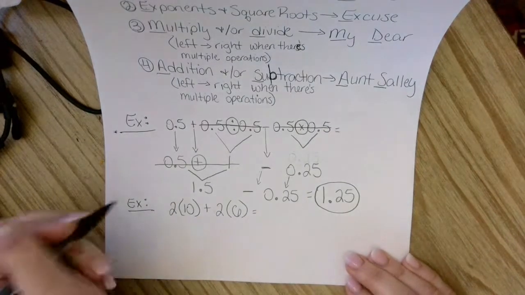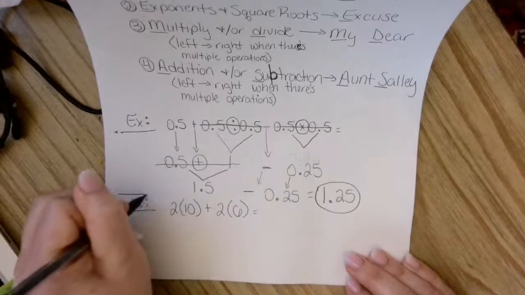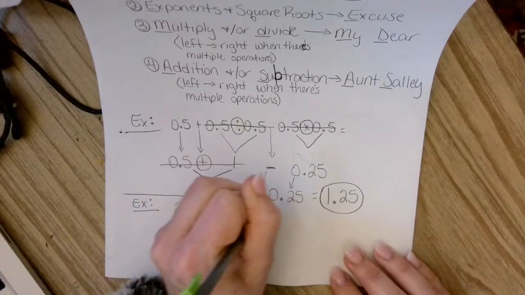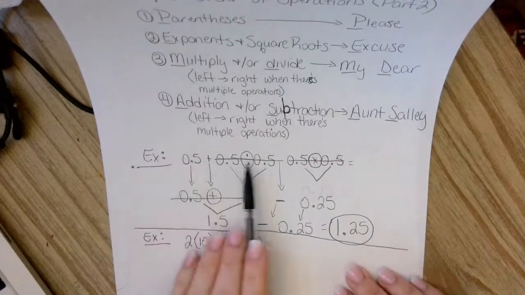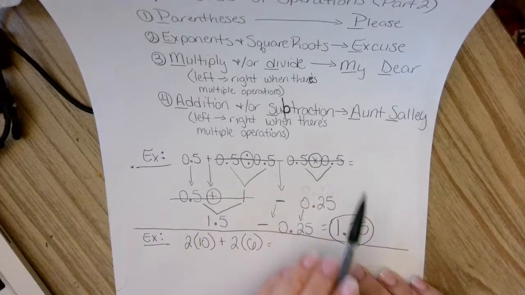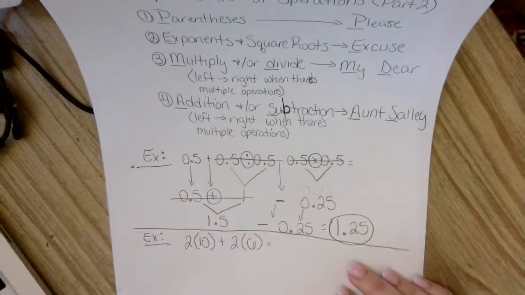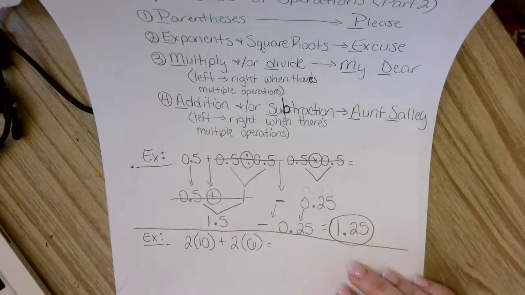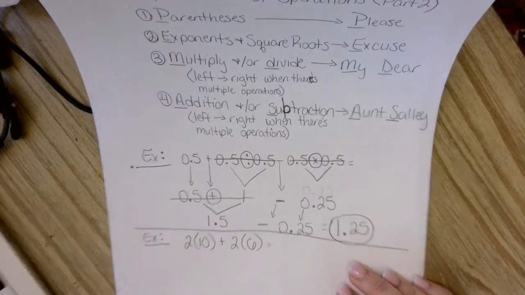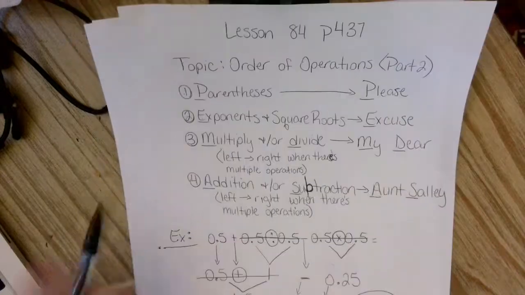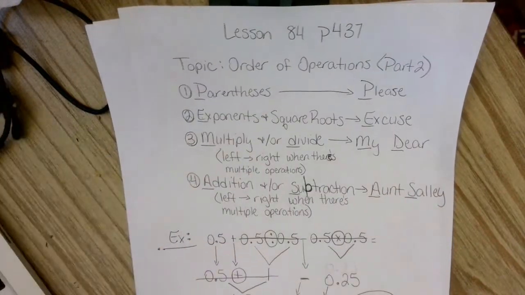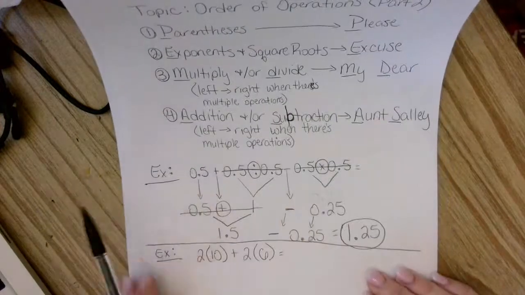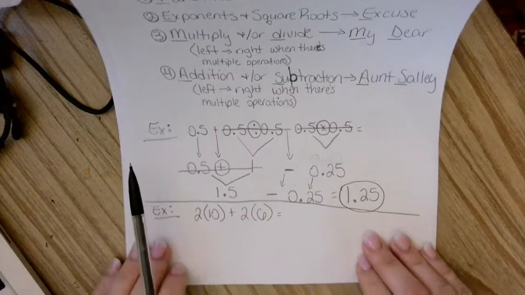And that's it. So you just follow the order of operations to solve these problems. It's really tempting to want to just start at the beginning and work your way down the line, but I warn you, do not do that, because you will get the wrong answer every time. You have to go in this order to get the correct answer. So now let's do example number 2.